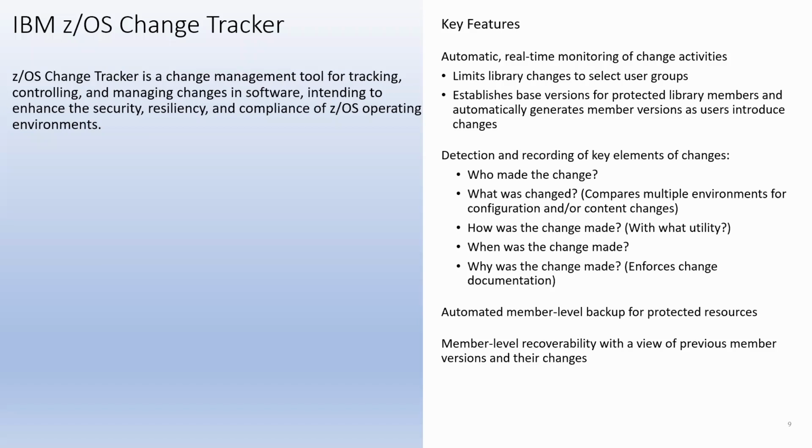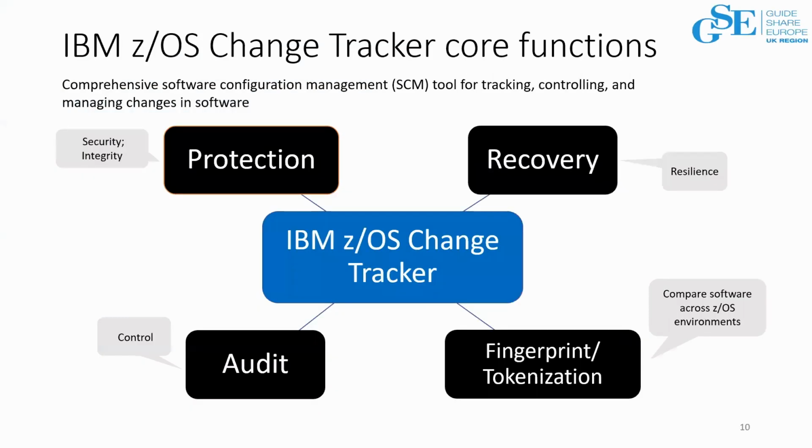Why was the change made? Put documentation in there to say, for example, we made a change to PROG00 because we added something to the APF list. That would be another example that you can put in the comments. That's not stored in the member. That's stored in one of Change Tracker's repositories and can then be displayed to show reasons for changes being made. As I mentioned, automatic member level backup after you've made a change, and then recoverability, and also the ability to view previous members in order to see what changes have been made.